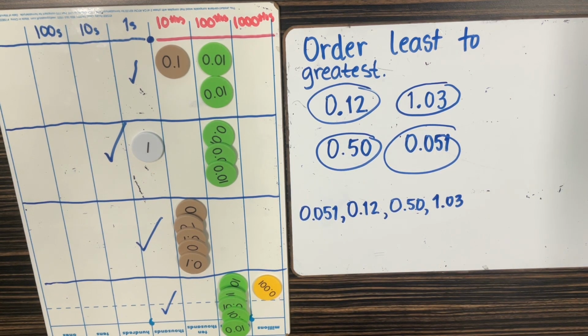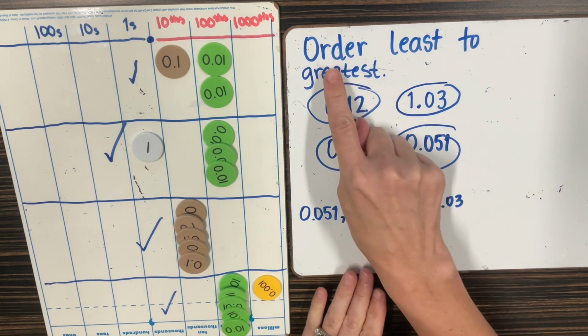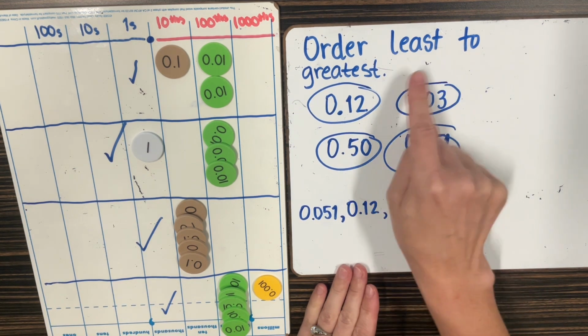Finish the lesson with discussing, of all the tools we used, which one or two tools do you think is the best for you to order decimals from least to greatest?